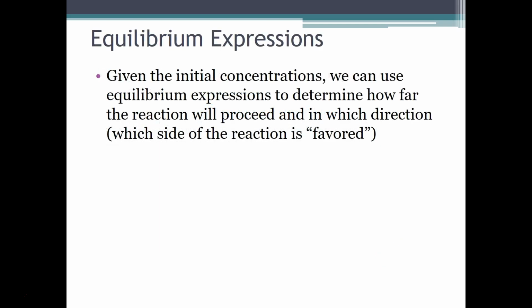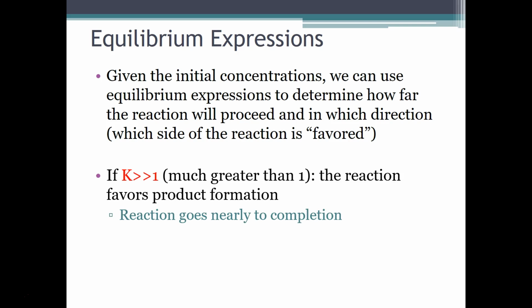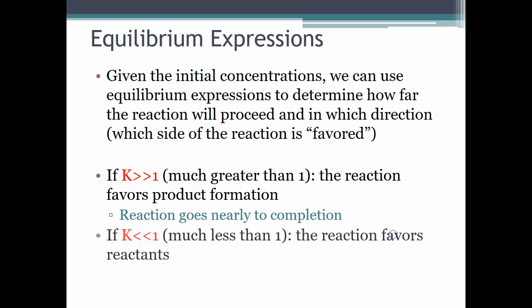Alright, so whenever you're given the equilibrium concentrations, you can use the equilibrium expression to determine how far the reaction will proceed and which direction will be favored. So if K is much greater than 1, the reaction will favor the formation of products. That means that at equilibrium, you'll have a lot more products than you do reactants. And if K is much less than 1, the reaction will favor the formation of reactants.